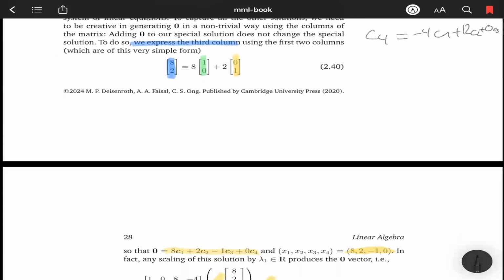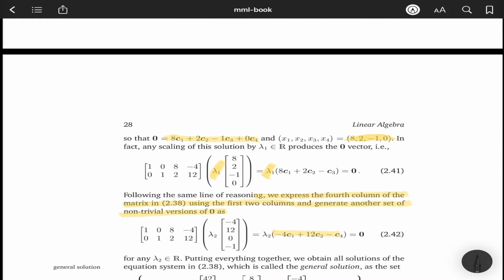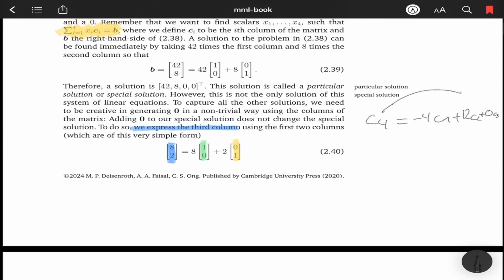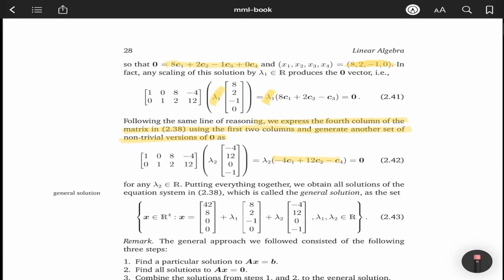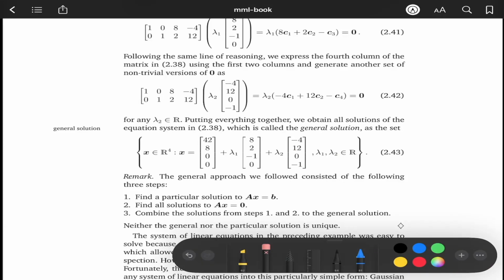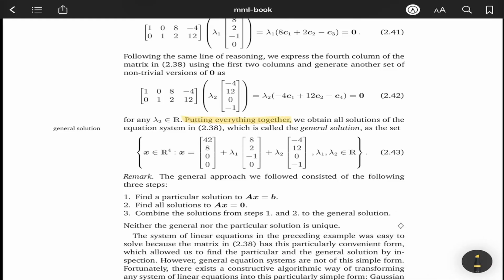Yes. So what do we have here? Minus 4, plus, and minus c4, because c4 goes over there, then becomes minus. Okay, so they do the same thing here, and then they say, yeah, we also have a scalar, lambda 1, and then for the second equation, lambda 2. Now let's understand how they put this together. They say putting everything together, we obtain all solutions of the equation system, which is called the general solution, as the set.